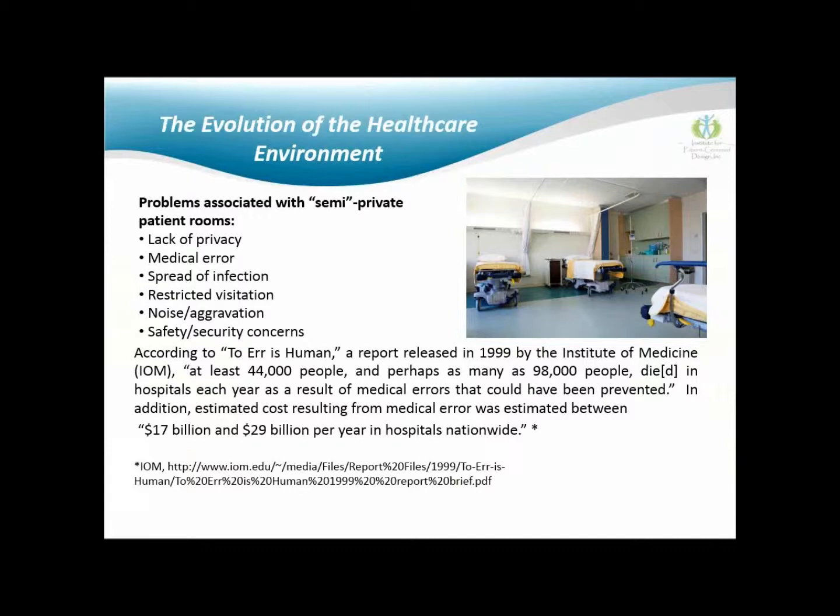You might be familiar with the report released in 1999 by the Institute of Medicine entitled "To Err is Human." This report shed light on alarming statistics involving patient safety in hospitals. It states that at least 44,000 people, and perhaps as many as 98,000 people, die in hospitals each year as a result of medical errors that could have been prevented. In addition, costs resulting from medical error were estimated between $17 billion and $29 billion per year in hospitals nationwide. This report was a wake-up call that the healthcare system needed to take action.